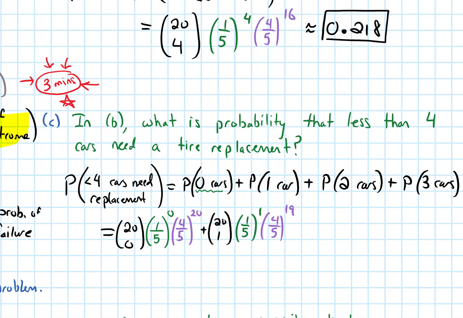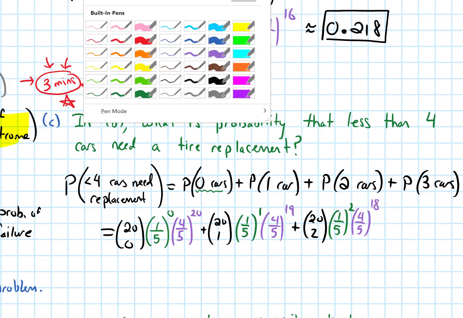Okay, and I'm going to shift that over a little bit. For these last 2 probabilities, I'm going to do these a little bit more quickly. For the probability of 2 cars, there's going to be 20 choose 2 ways to pick which 2 of the 20 cars need a replacement. Multiply that by 1/5 to the 2, because there's 2 cars that need that replacement. And then we multiply that by 4/5 to the 18, because there's 18 cars that won't need a replacement here.